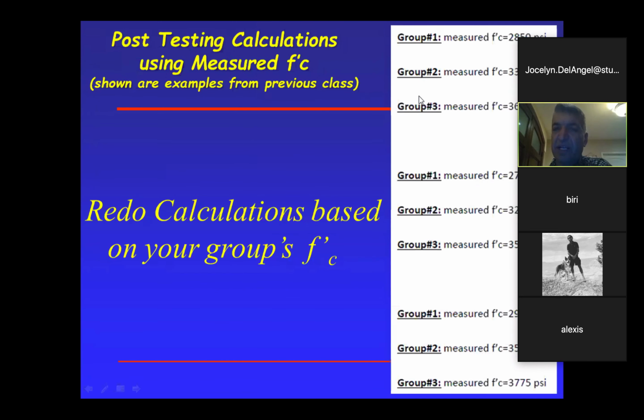And then here, this is what I'm going to assign group 1, group 2, group 3. I'm going to give you some numbers similar to those. So this is what you would have got in the lab if you tested your cylinders. See that? I changed some of these numbers just to make them different. But I remember nobody got anything above 3,000. So you will get these from me. Okay, this is like Thursday class, Friday class, Saturday class, something like that. So we're going to redo the calculation for your group based on these F prime C's, which is easy. You already did that.